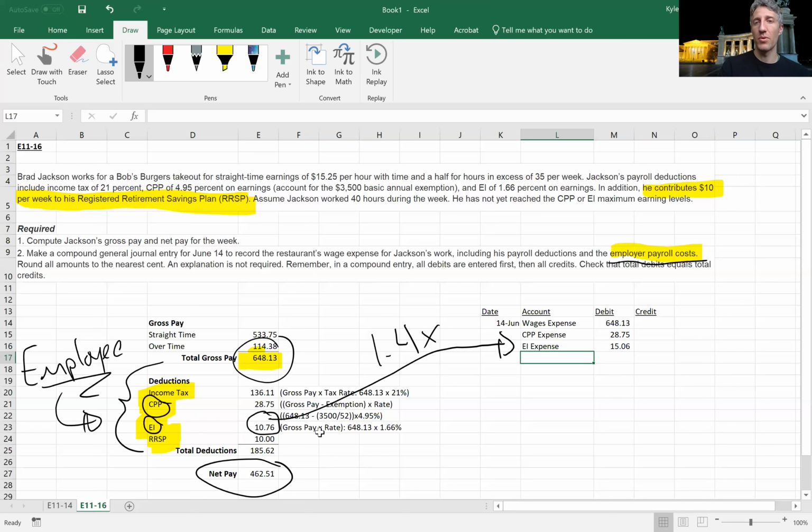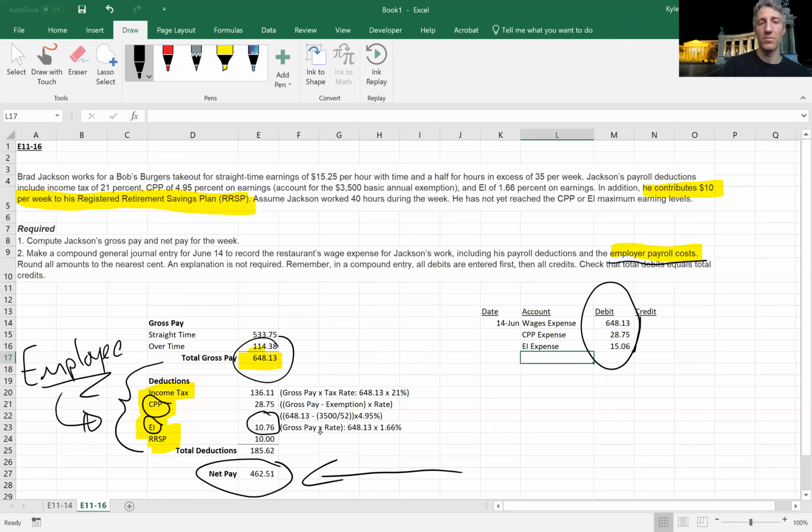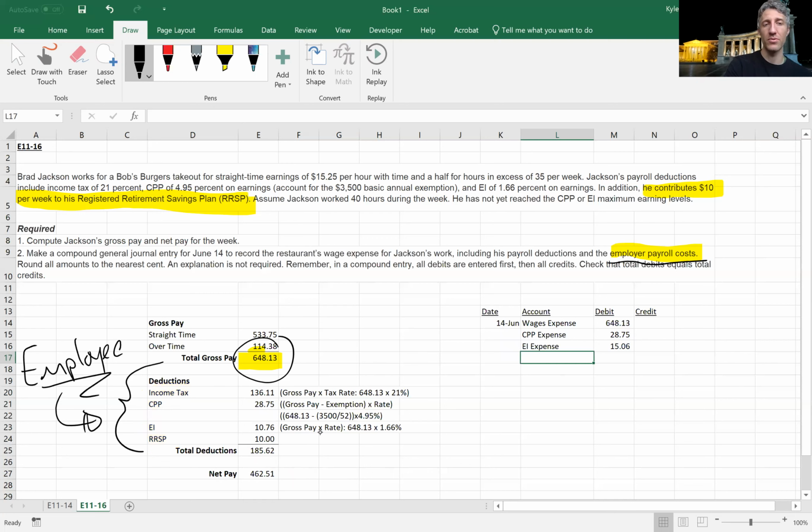So the total employer's payroll cost really is these three added together. Yes, the employee's take-home pay is going to be $462.51, but the employer's cost in total is all of the benefits on top of that. They have to pay CPP, they have to pay EI, and of course they're paying the gross pay. Okay, so we only have debits, we only have expenditures right now included within our journal entry.